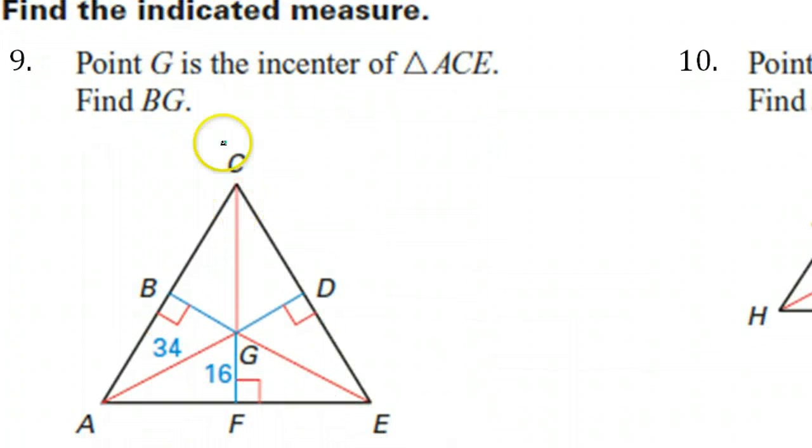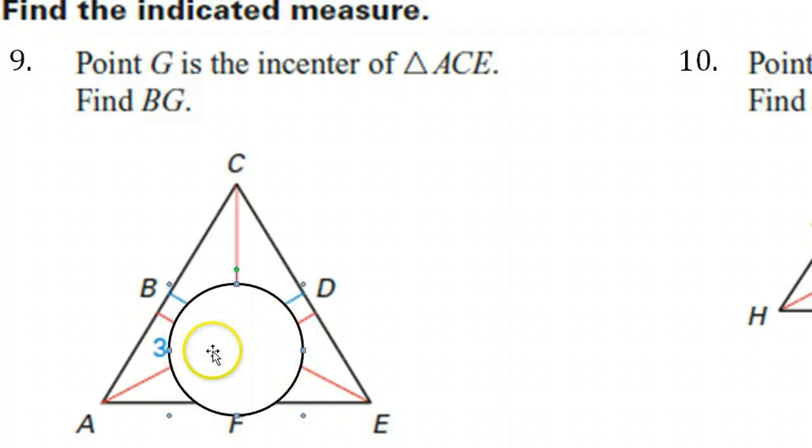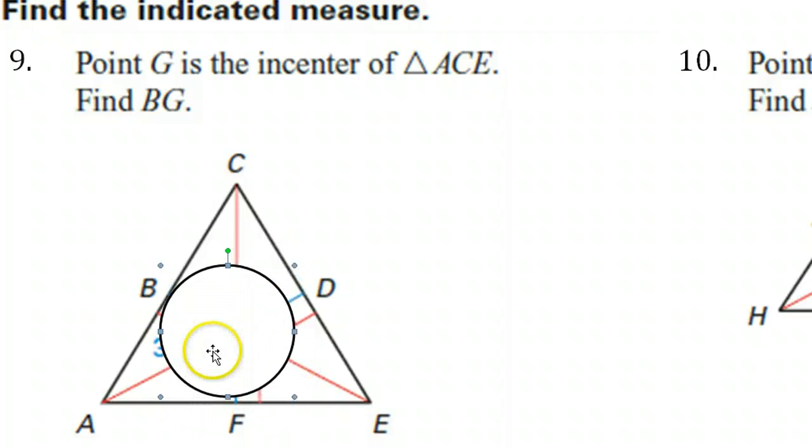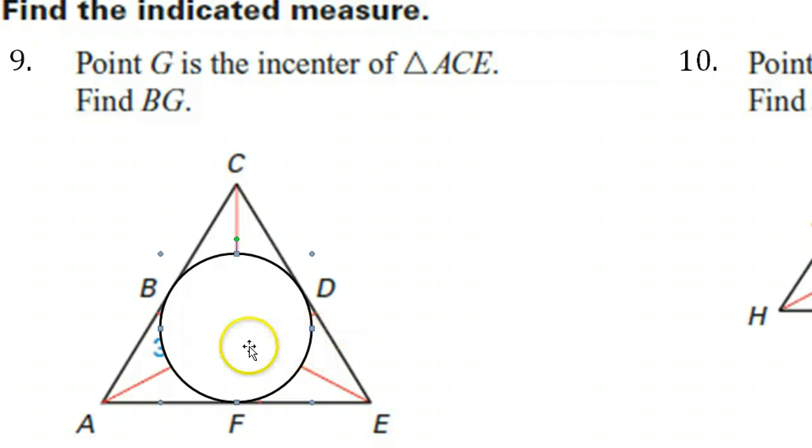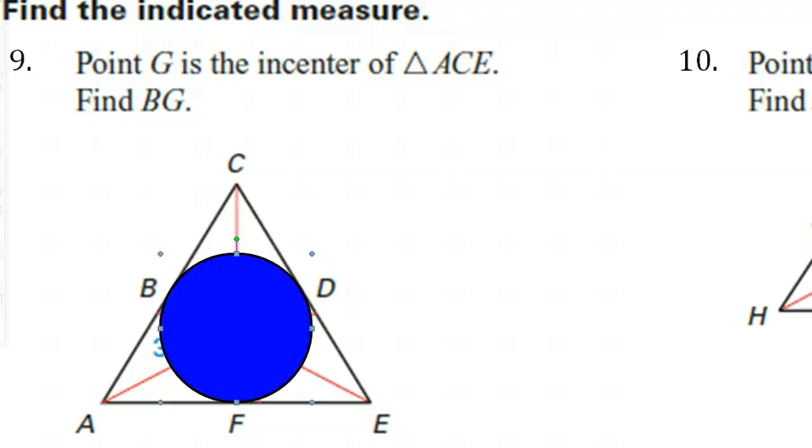Find the indicated measure. Point G is the incenter. Now, the incenter is what you would get if you put a little circle inside of here like this. If I made it just right to where it's touching all the sides, something like this, the center of this circle will be the incenter.